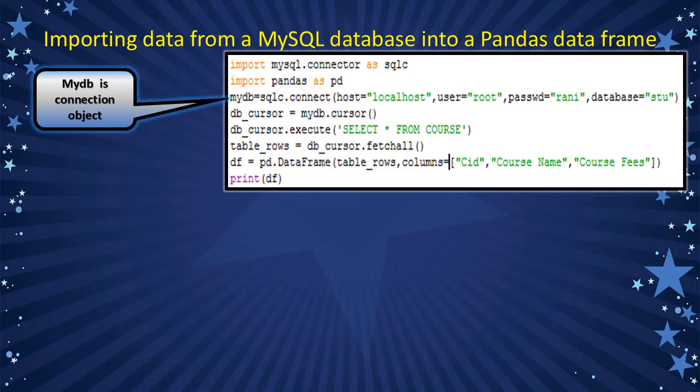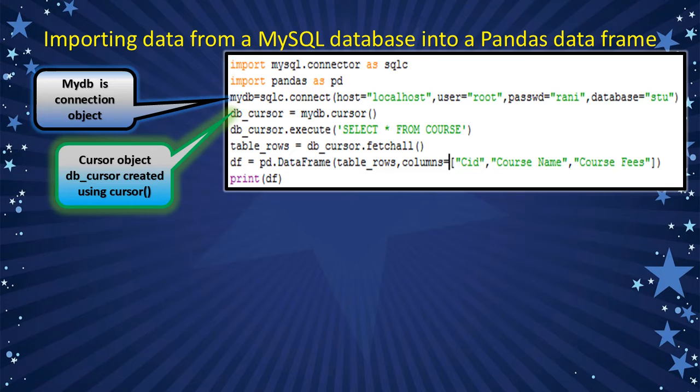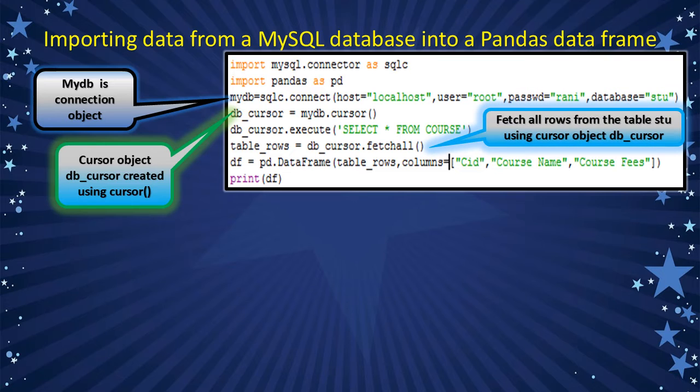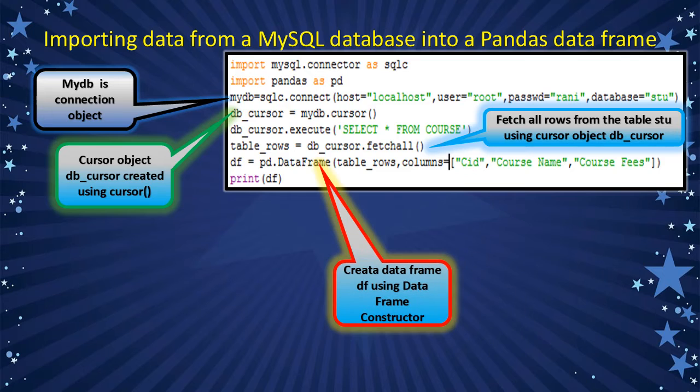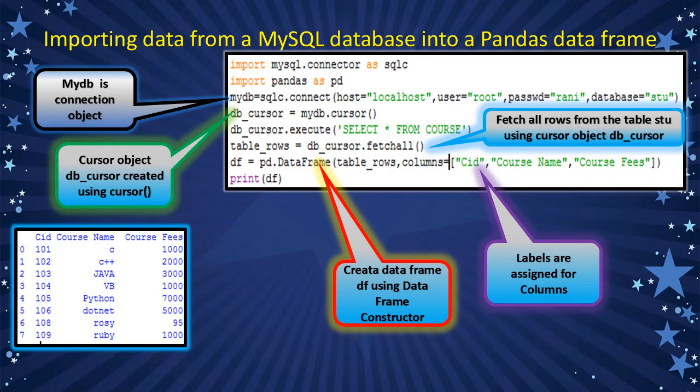Likewise, as in the previous example, we are connecting to the database and creating the database object mydb, and the cursor object is created, and we execute the query and retrieve the data. So it will be assigned to table_rows, and table_rows is passed in the data frame constructor, and column titles we have given: CID, course name, course fee. So if you give it now, see that the column titles changed. If we want to give column titles for the retrieved data, use the columns attribute.